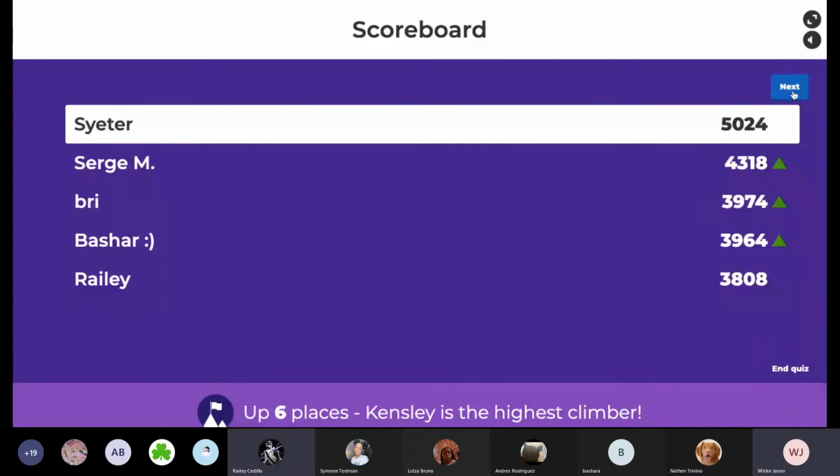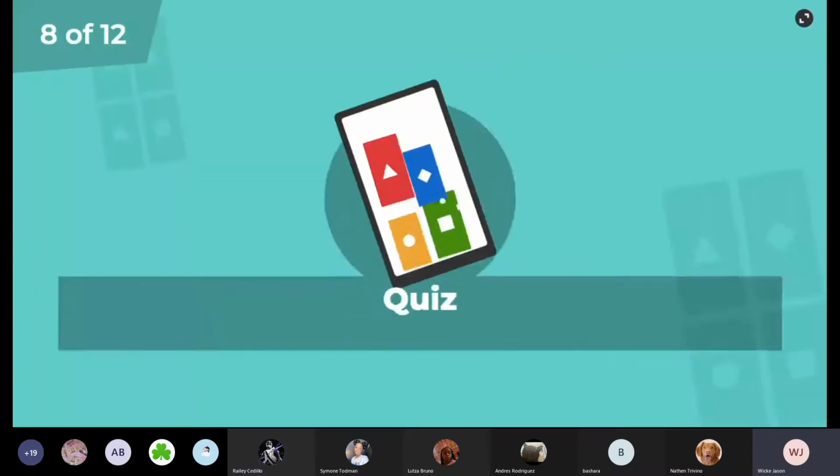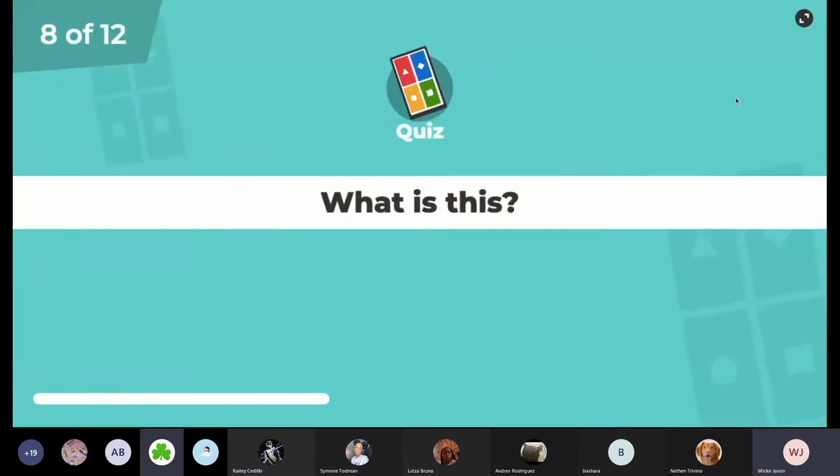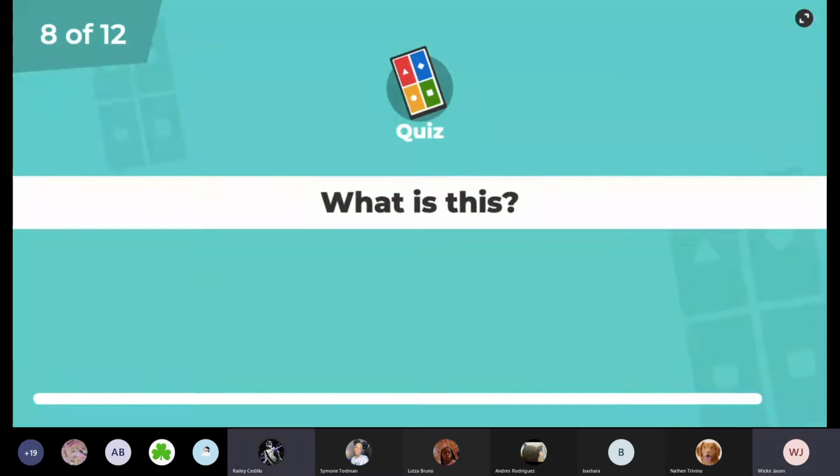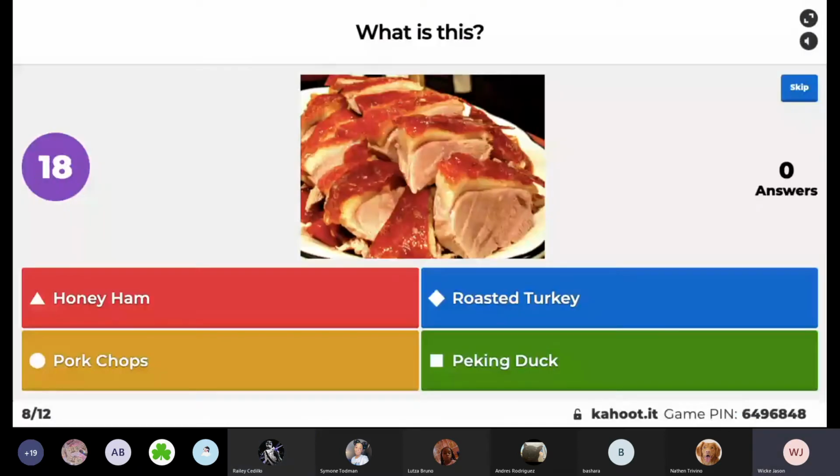Saita, a big lead now. It's gonna be hard to catch. Question 8. What is this? Is it red honey ham? Is it blue roasted turkey? Yellow pork chops? Green Peking duck? 10 seconds.